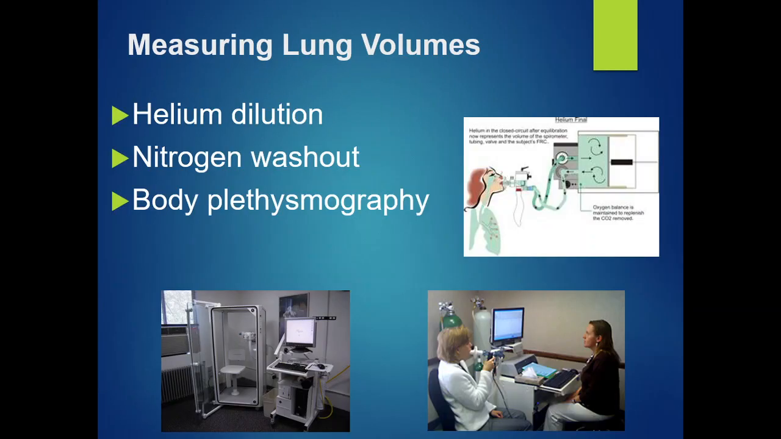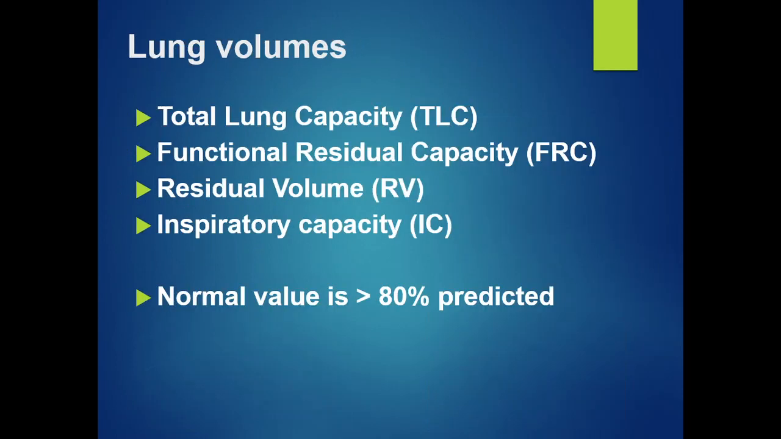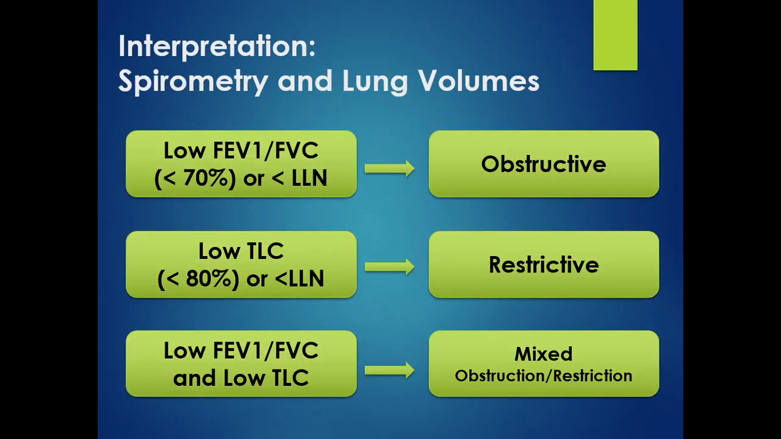Now, we have lung volumes to measure to supplement our PFT interpretation. We can do that by either helium dilution, nitrogen washout, or body plethysmography, which is shown on the left side; we call it the body box. We are interested in these lung volumes: total lung capacity, the FRC, which is the functional residual capacity, residual volume, and inspiratory capacity. The normal values, or lower limit of normal, for them is more than 80% predicted.